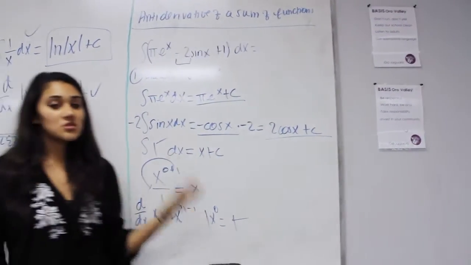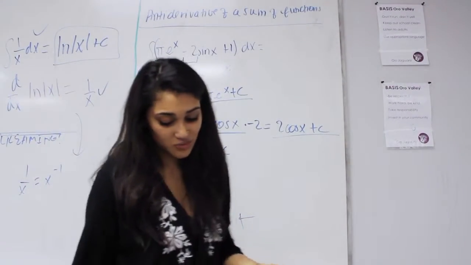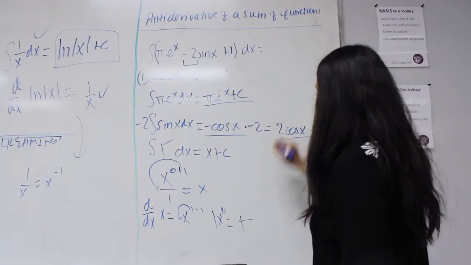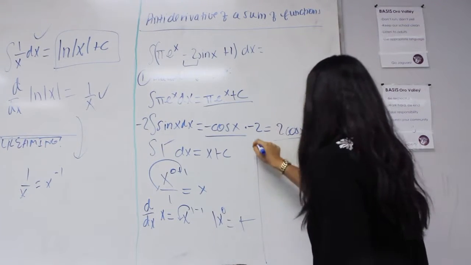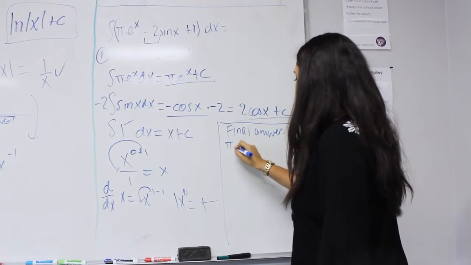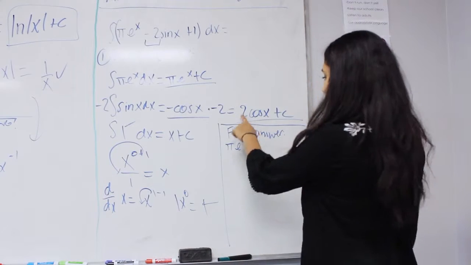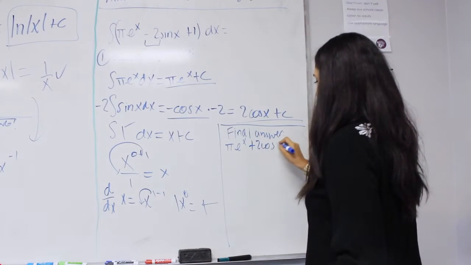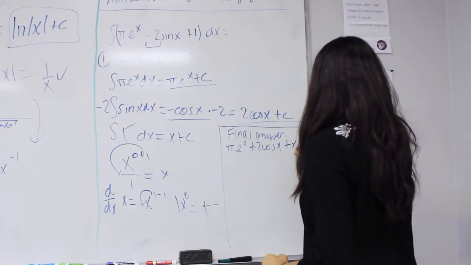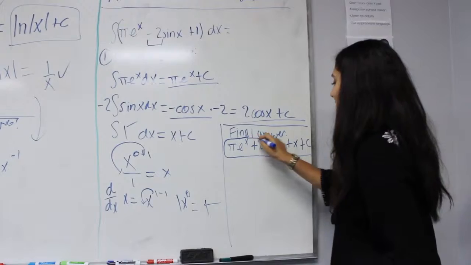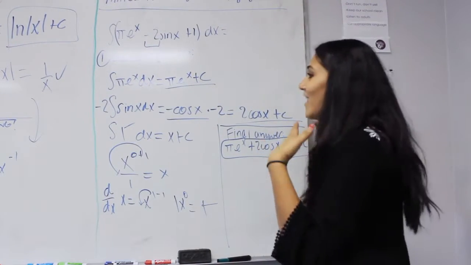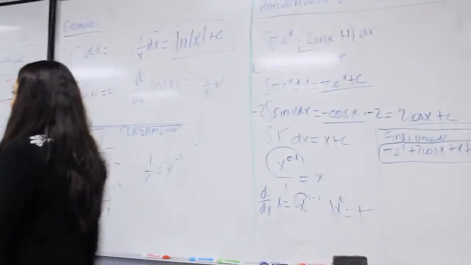Okay, so you just found all your antiderivatives. Now all you have to do is put them back together. So your final answer is going to be, I'm going to write it here. Final answer. So we have pi e to the x plus 2 cosine x plus x plus c, because of your family of antiderivatives. And this is your answer. And that is the journey of antiderivatives.